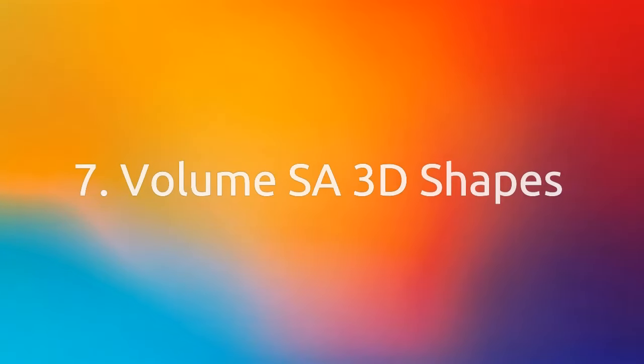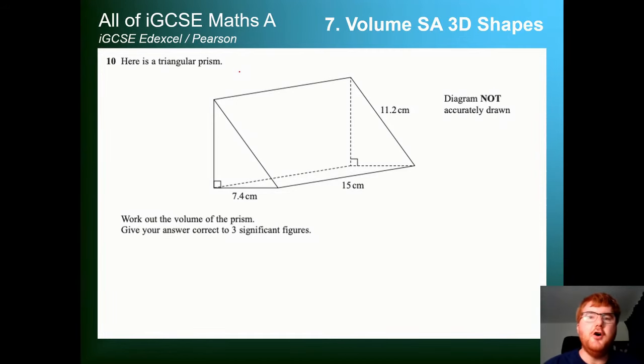And number 7 is the volume and surface area of 3D shapes. So linked to the previous section, but again, I want to cover things like Pythagoras, for example, and again, looking at these unfamiliar style questions. Okay, and on to volume and surface area of 3D shapes, but other topics will be fed into this as well. So we have a triangular prism here, and we want to work out the volume of it.